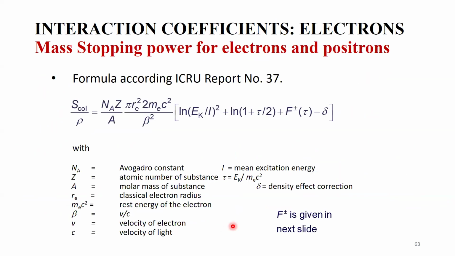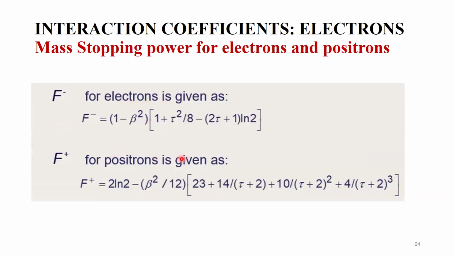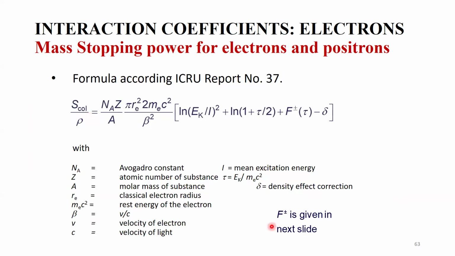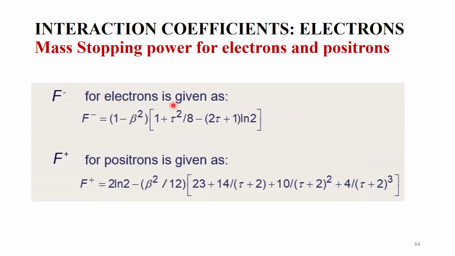So what does this report say? According to this report, we can see this formula. This expresses the mass stopping power for electrons and positrons. There is a slight difference between electrons and positrons. How does the equation differ? We have F minus and F plus. Here F is either minus or plus. So F minus, for electrons, is given by this formula. F plus, for positrons, is also given by this formula.